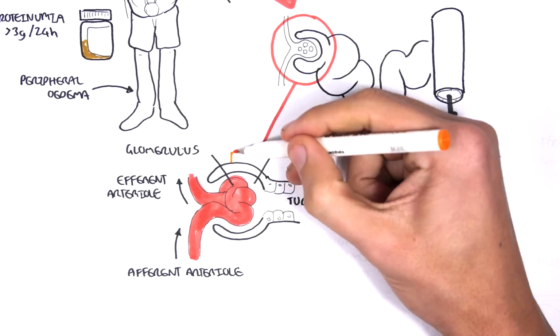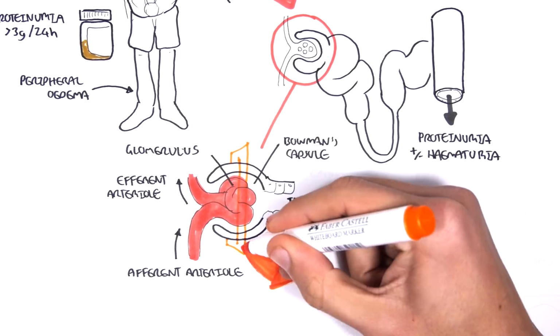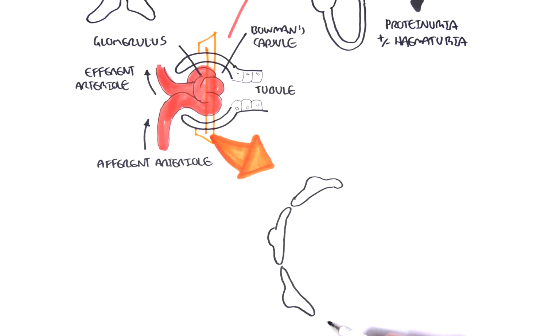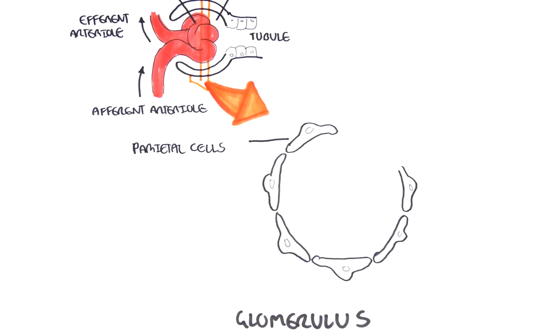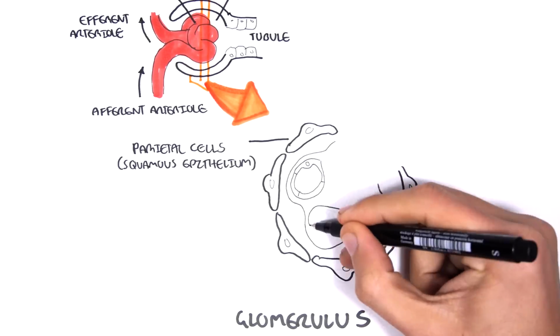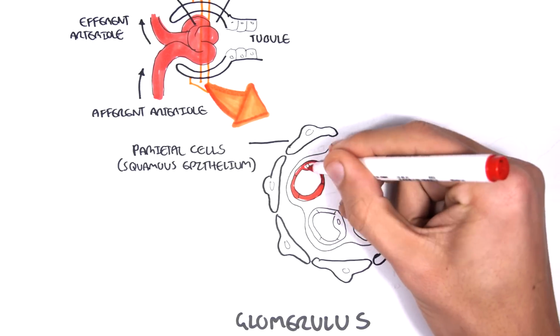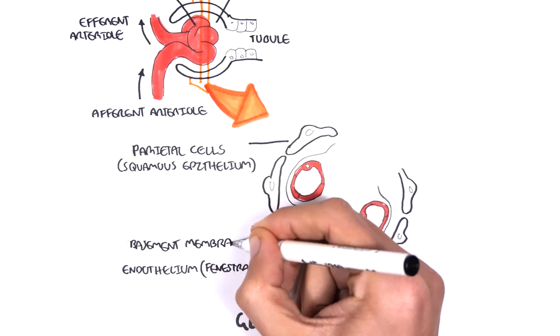So let us cut a cross-section of the glomerulus and the Bowman's capsule. To orientate ourselves, the head of the nephron itself is made up of special cells called parietal cells, and these are essentially squamous epithelial cells, which form the Bowman's capsule. In the Bowman's capsule is the glomerulus, the group of blood vessels that are all wound up together. The vessels are made up of fenestrated endothelium, which allows for filtration. Surrounding the fenestrated endothelium is the glomerular basement membrane.